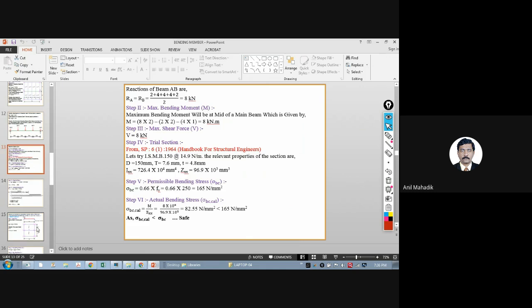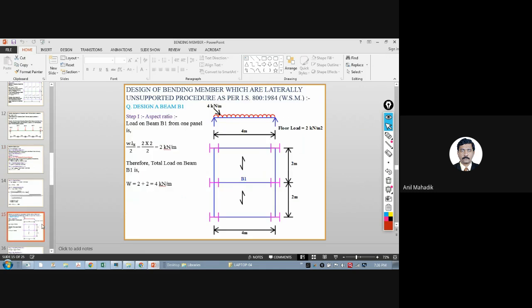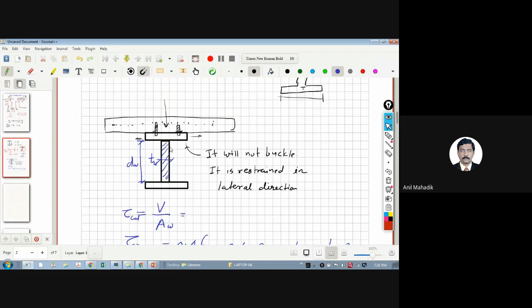Okay, now we will switch to the next problem. So same problem I'm taking, but in this case, it is laterally unsupported. So let's say there is no slab, or there is a slab, but I'm not connecting that slab to this beam. So I will not provide these shear connectors. So the problem is that I'm not providing this. There is a slab, that means slab will transfer the load on the beam, but this is free to move in this direction. So this beam will buckle, right?